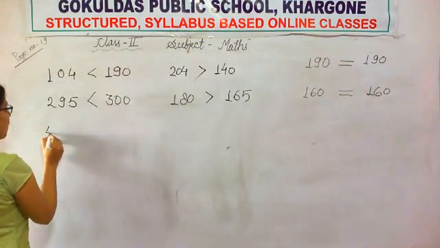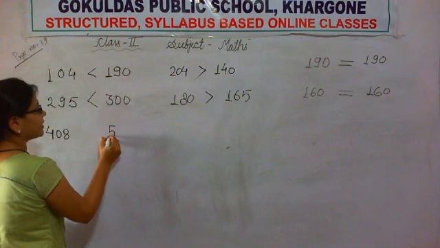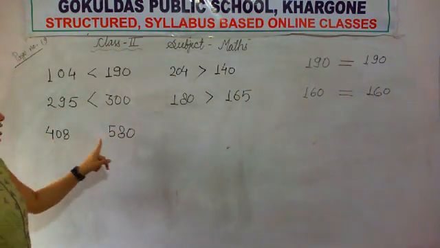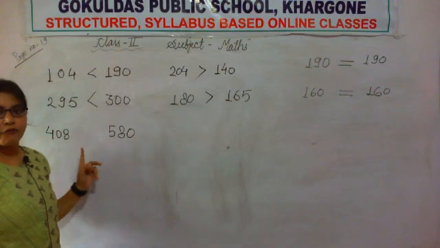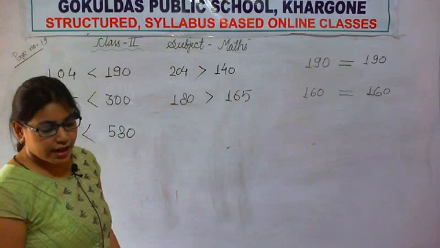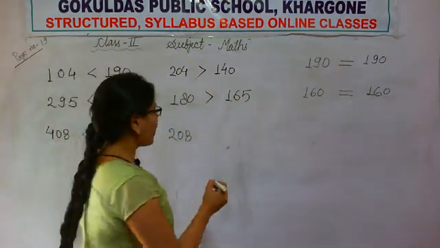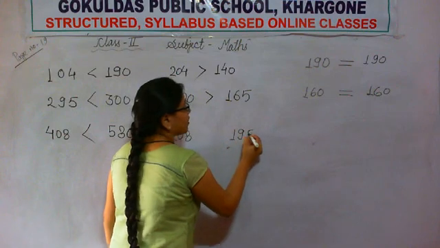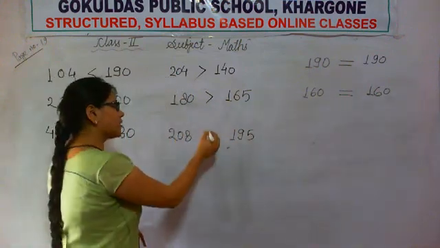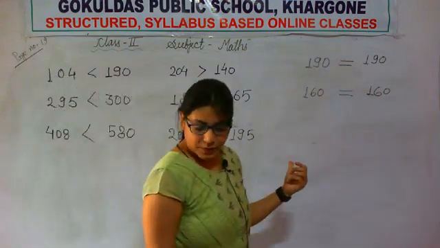Now 408 and 580. Now we'll check for the hundreds place. Here 4 and here 5. So which number is bigger, 4 or 5? 5. So we'll put this open mouth sign towards 580. Now 208 and 195. Now which one is bigger, 2 or 1? 2. It means we'll put this open mouth sign or greater than sign towards 208.